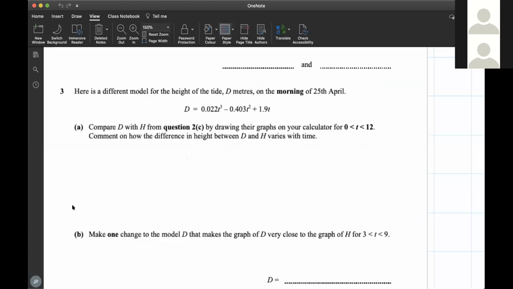In that question, they said, here's another model, we've plotted that, okay? Compare D, that means the cubic model, with H, that was the sine model, by drawing the graphs on your calculator. Okay, did that. Comment on the difference in height. So you want the difference in height, not the heights. Difference in height between D and H. How the difference in height varies with time. So let's go back to that graph of ours.